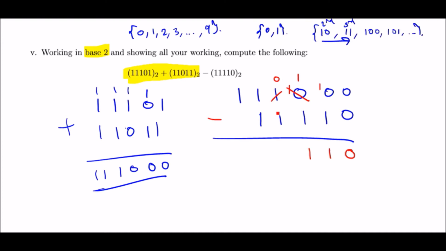Nothing take away 1 you can't do, so you borrow from here. It becomes a 10. 10 take away 1 is 1. You can't do, so borrow from here. Give him the 1. And you get 10 take away 1, which is 1. So this should be your final result. So it looks kind of similar. It's hard to tell how big these values really are, but this is what you should get.